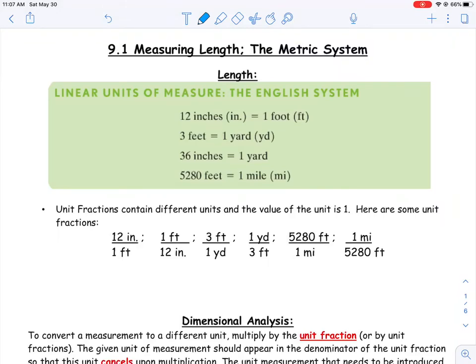All right, guys, we're going to start our last unit. We're going to do a couple of sections from Chapter 9 and a few sections from Chapter 10, making up our last unit. In this unit, we're going to talk about conversion, and then we're going to do a little bit of geometry, area, volume, stuff like that.